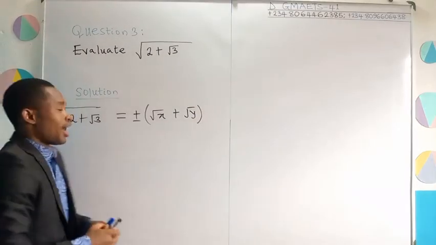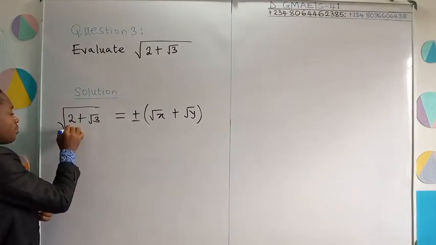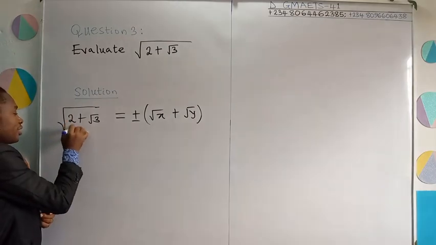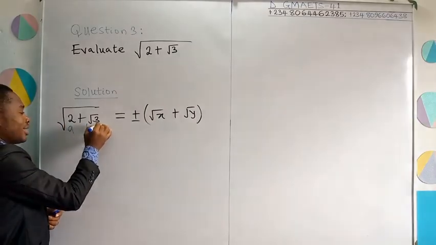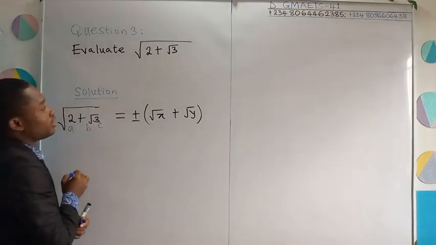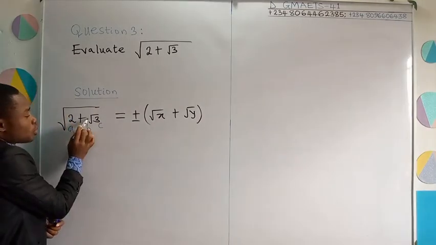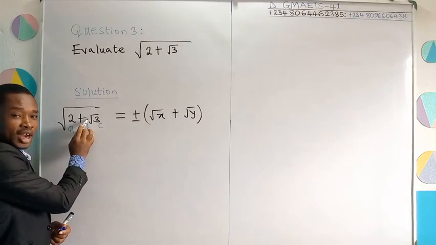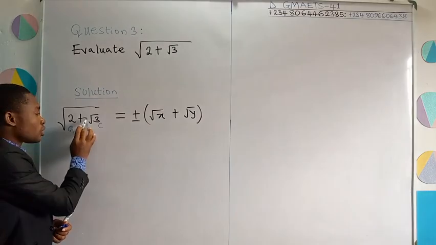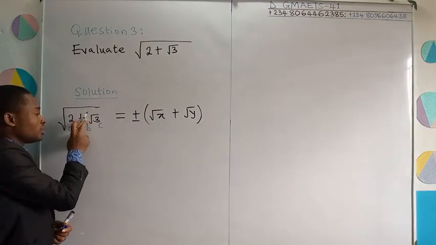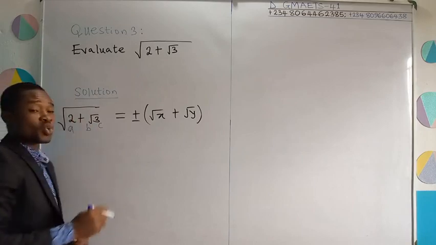Now, I am going to obtain my a, b, and c from the given surd number. Now take note of this. B is equal to invisible 1 here. I hope you can see that, right? B is equal to invisible 1. There is a 1 which is invisible multiplying square root of 3.